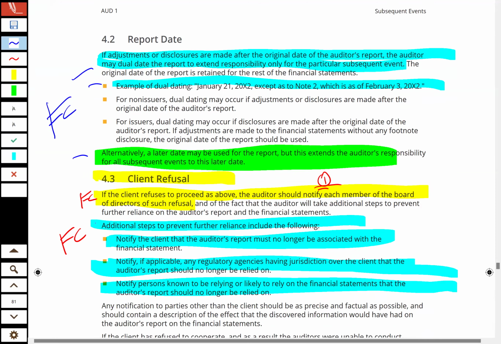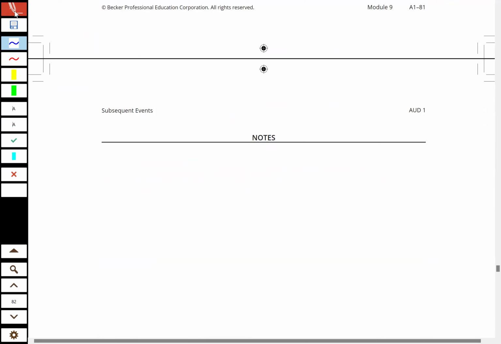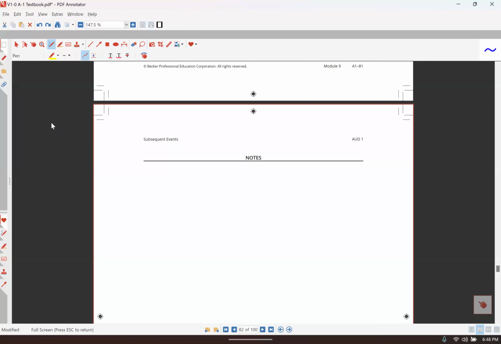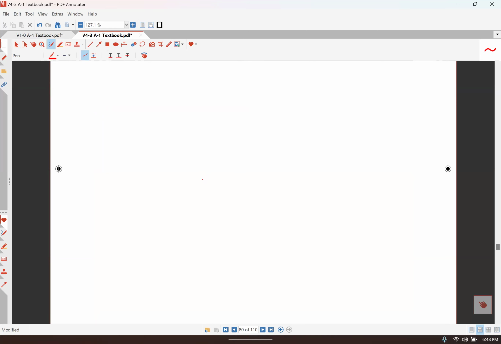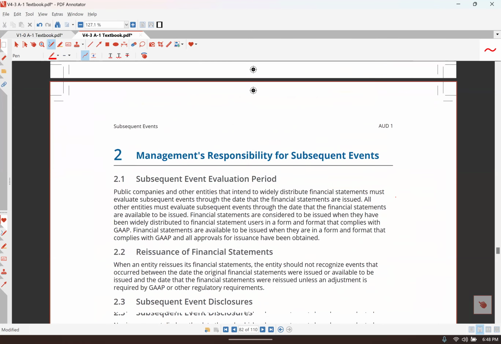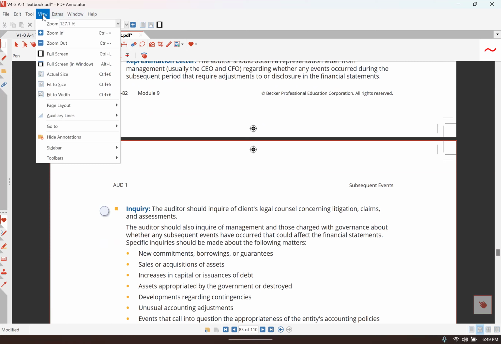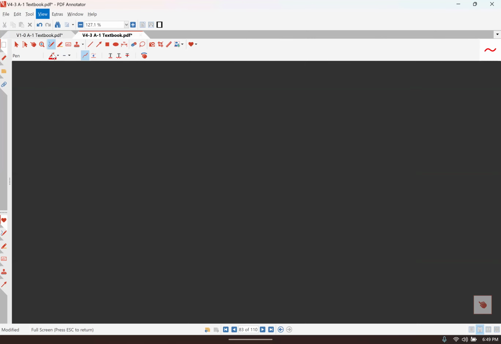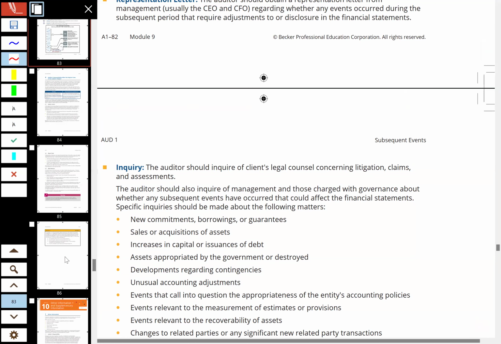We already looked at what happens if the client refuses to disclose things that you felt should be disclosed, and then let's go look at this question.